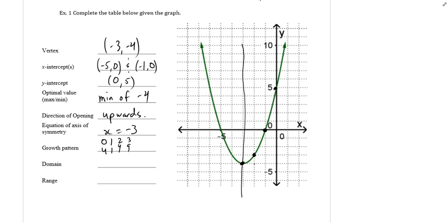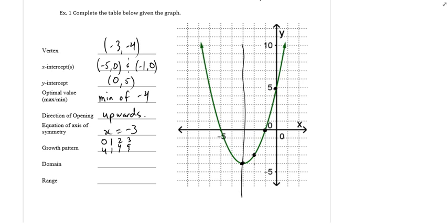Does anybody see the pattern? What's the pattern? What's the pattern between the overs and the ups? Sarah, what do you think? You square the overs to get the ups. Right. 1 squared is 1, 2 squared is 4, 3 squared is 9. How many people noticed that?